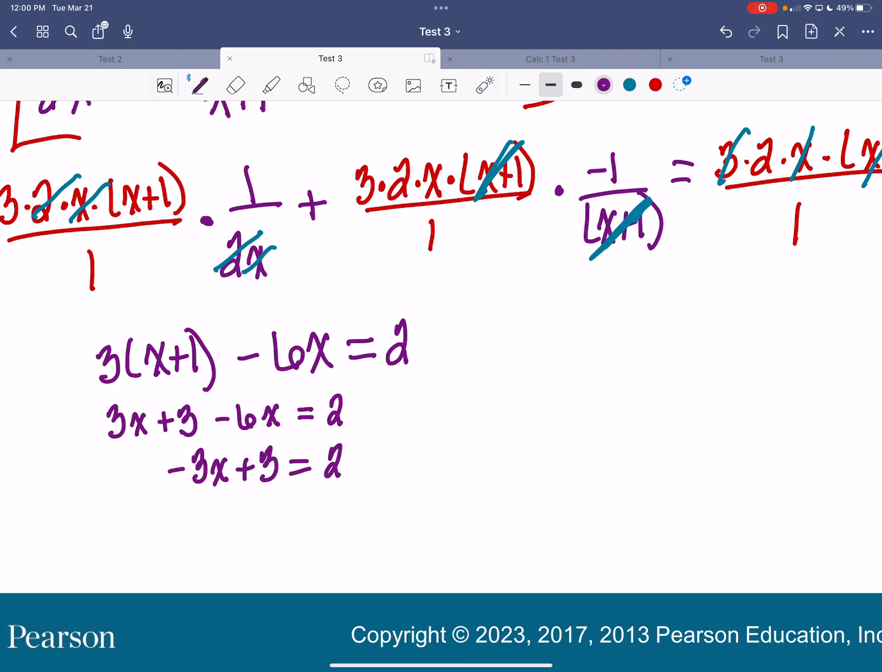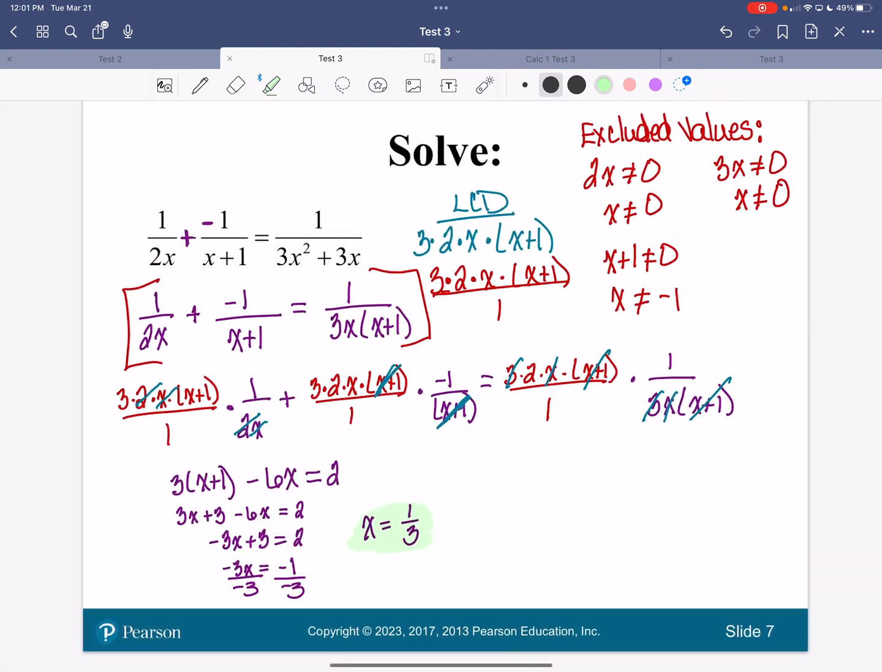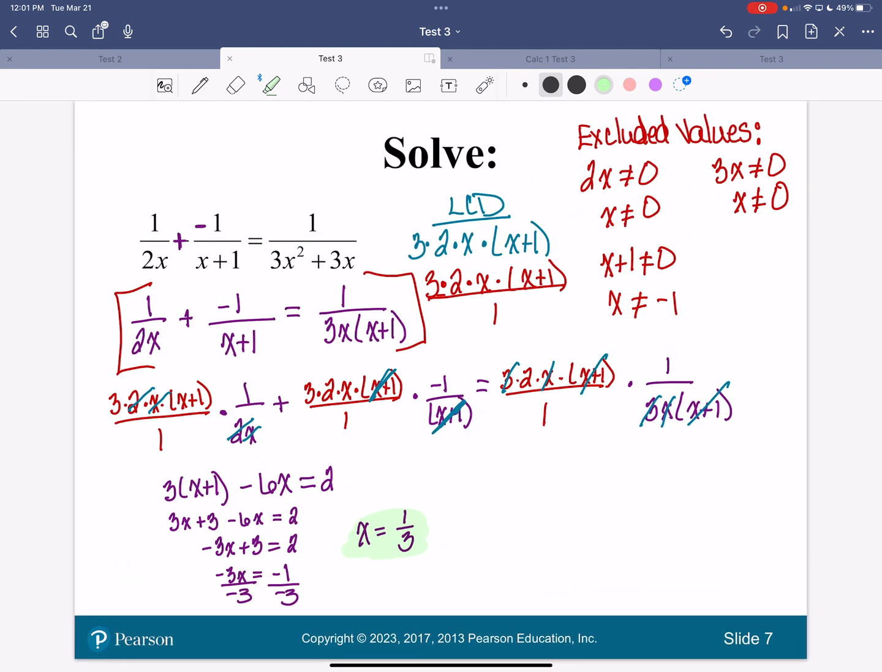Then I'm going to subtract 3 from both sides. When I subtract 3 from both sides, what do I get? Negative 1. I divide by negative 3, and so x is positive 1/3. Positive 1/3. Okay, now, don't forget, what do I have to do? Excluded values. So I take my 1/3, I go back and look at my excluded values, and am I okay? Good. You are okay.